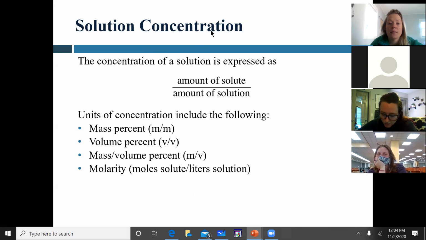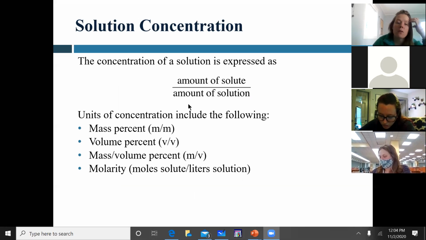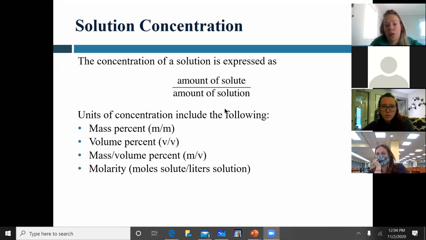So there are a couple different ways to measure concentration. It's expressed as the amount of the solute over the amount of solution, all right? That always throws people off. It's not solute over solvent, it's solute over the total solution. Now we can look at it as a mass percent, a volume percent, a mass volume percent, or this thing called molarity, which we tend to use the most often. I think molarity is the most useful. We'll go through each of these. But remember, the bottom thing is talking about the solution as a whole.